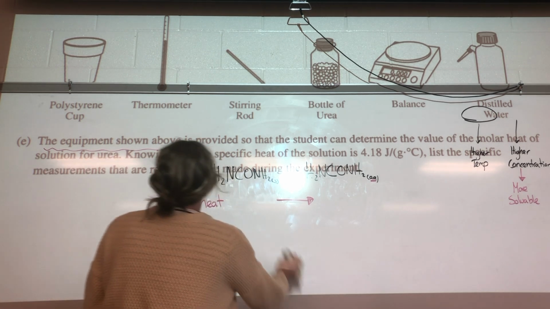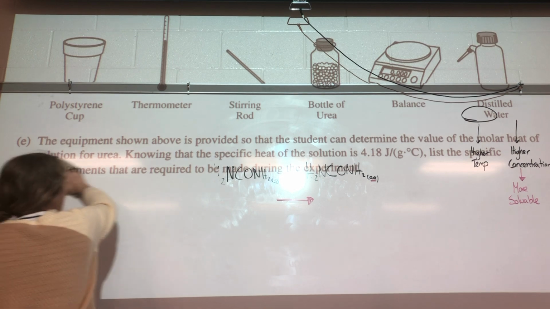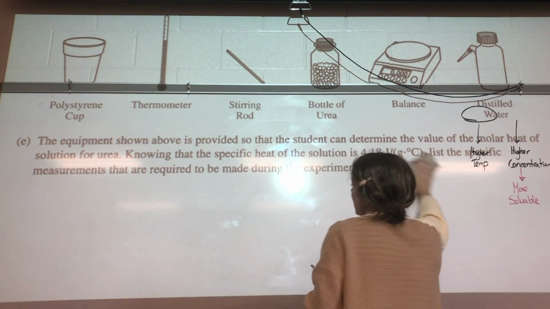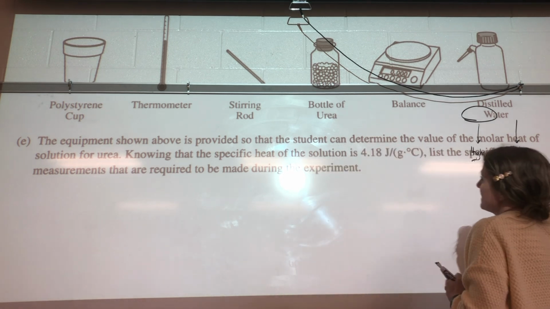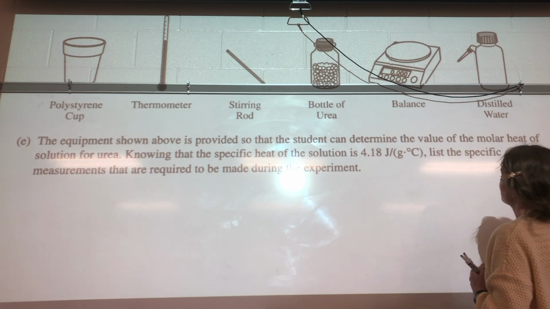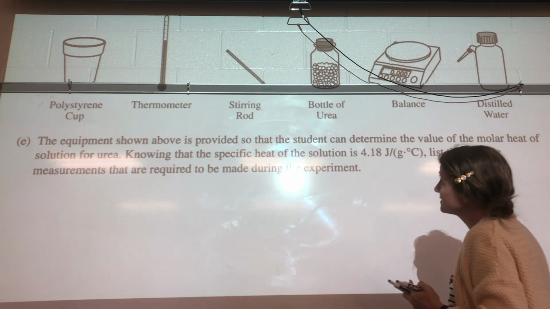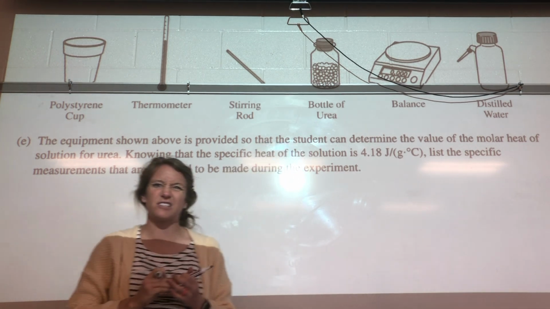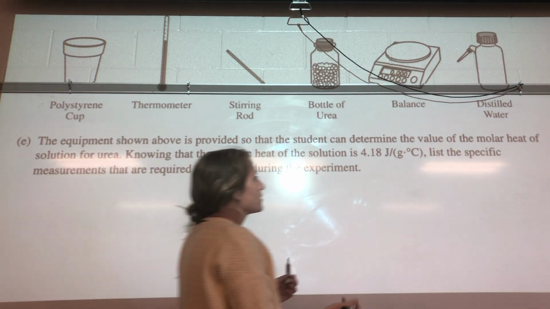All right, so they say the equipment shown above is provided so that the student can determine the value of the molar heat of solution for urea. Knowing that the specific heat of the solution is that, list the specific measurements required for the experiment. Okay, so the thing I would focus on here, a lot of you were like, well, I don't even know where to start on this, is what we're trying to find.